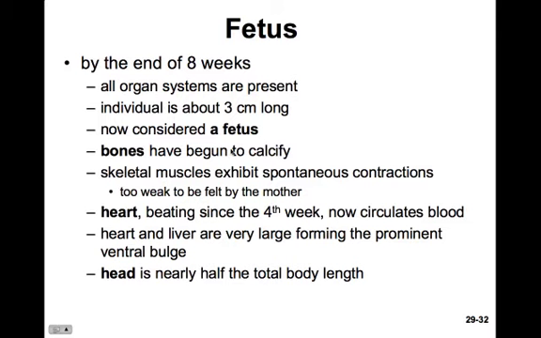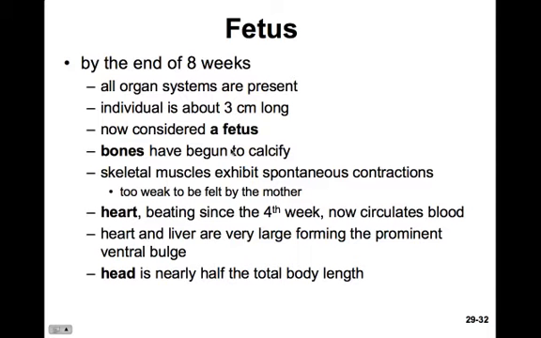The heart and liver are very large, and they form a prominent ventral bulge on the fetus. And the head is nearly half the total body length. Take a moment here to outline what things make an individual a fetus. What things make an individual an embryo? What are the big events that go on during each of these stages?